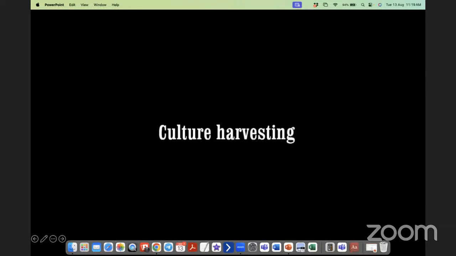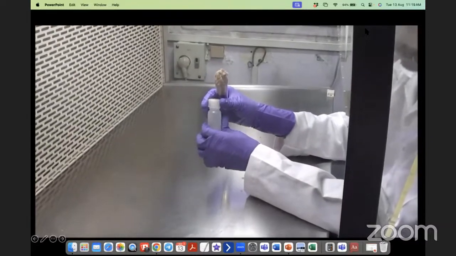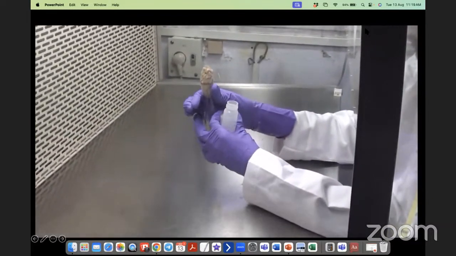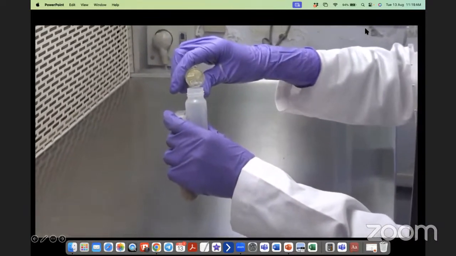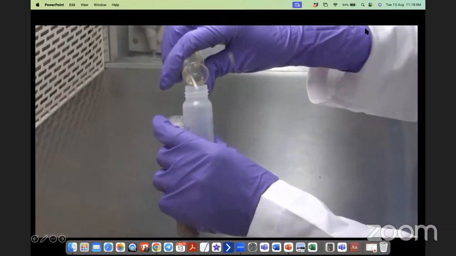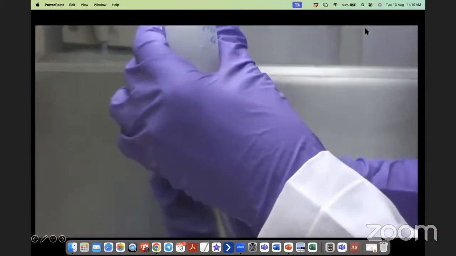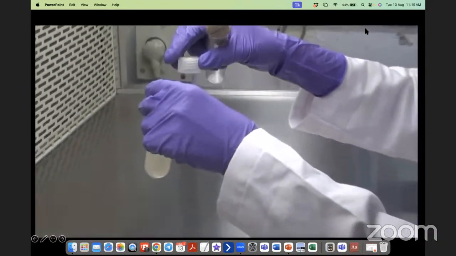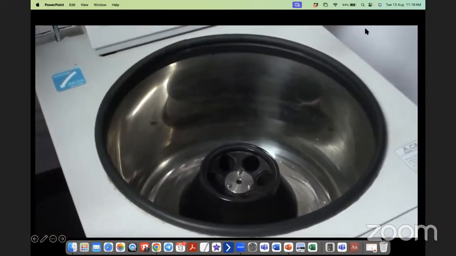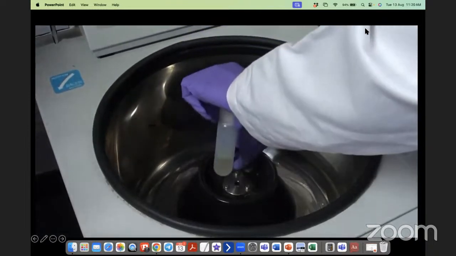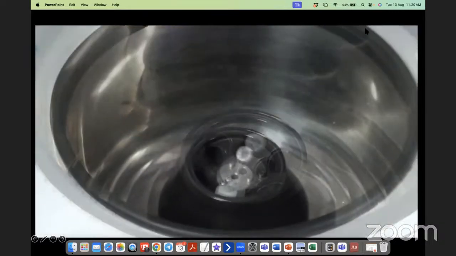Culture harvesting. Transfer the grown bacterial culture to a fresh tube under sterile conditions. Centrifuge this tube at 12,000 RPM for 10 minutes, maintaining a temperature of 4 degrees Celsius.